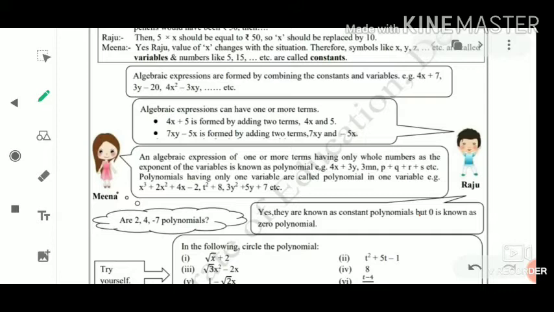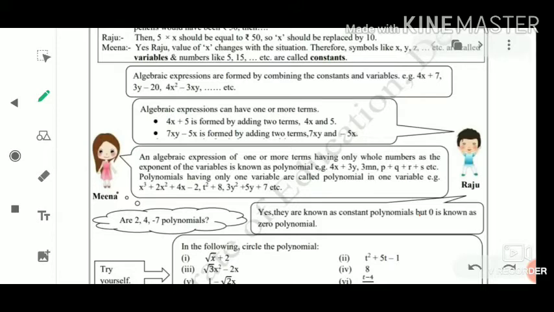So the question is, in the following, circle the polynomial. This is our question number 1. Question number 1, root x plus 2, what type is it? Is it a polynomial or not?